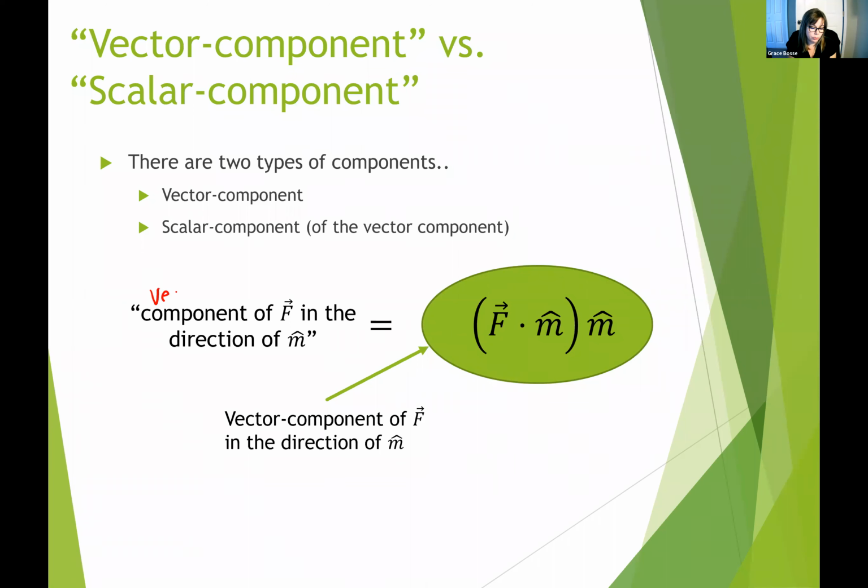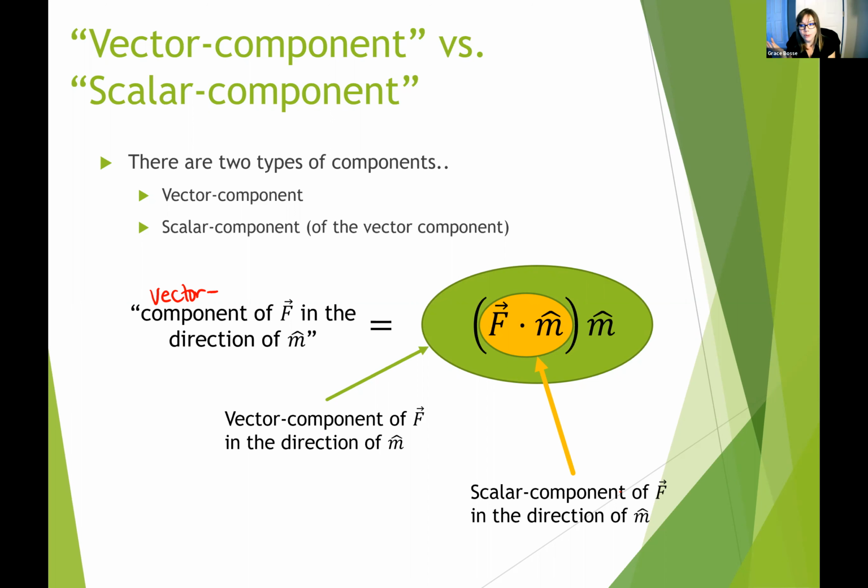So I really should be more specific, and I should say the vector component of F in the direction of M hat. What I have within that vector component expression is the scalar component. So the dot product, if you remember, produces a scalar. So when you take the dot product between F vector and M hat, you will get a scalar out. And so the scalar component is a piece of the vector component. The scalar component of that vector component is just the dot product between vector F and M hat.